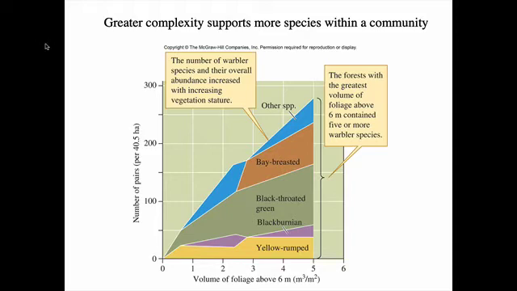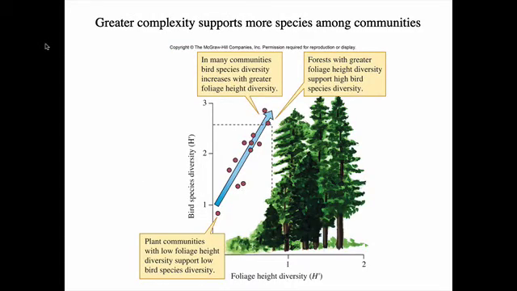That means more niches and, as a result, higher species diversity. Here's a slightly different study that supports this again in birds. And here's foliage height diversity. This is, like I said, a different study, but it has the same result. Here's the bird diversity, and this is Shannon diversity.